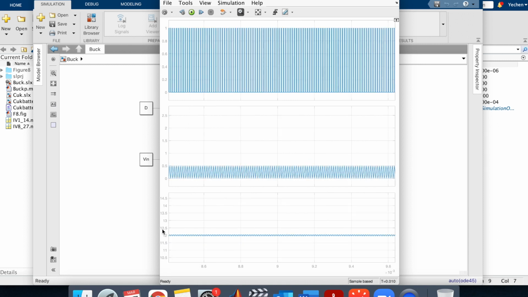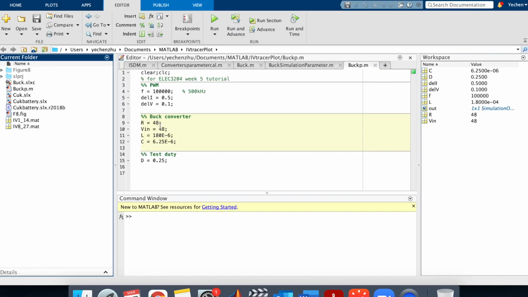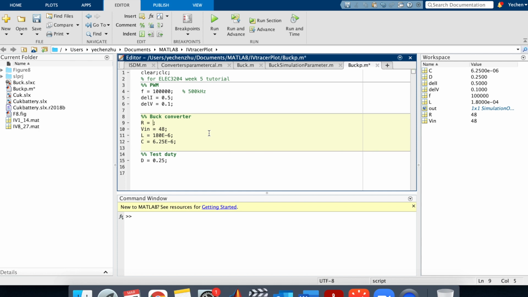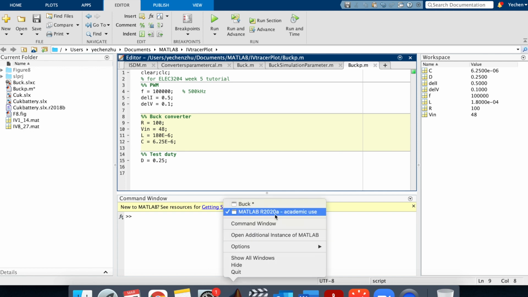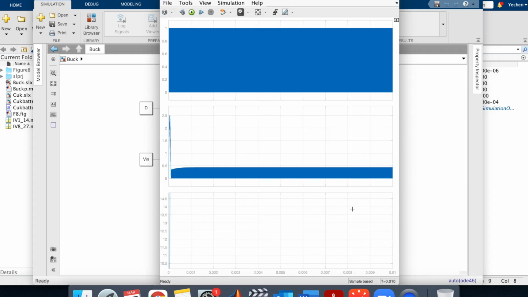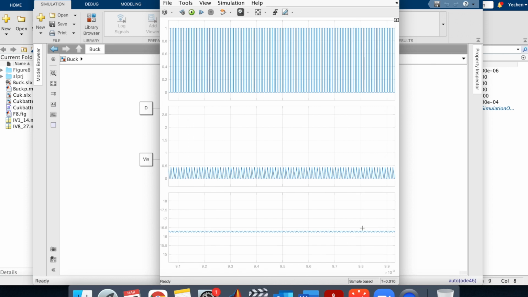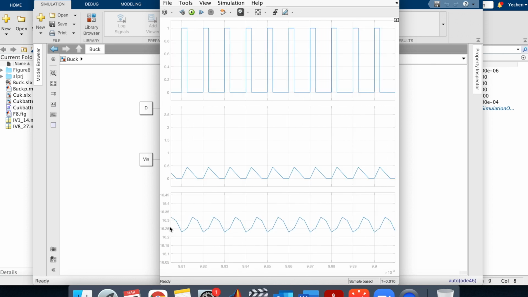And we can see that our output voltage is 12 volts. Then let's change the resistance to 100 and run it. Now we can have a look at the output voltage. It's around 16.2, so that means our calculation is right.